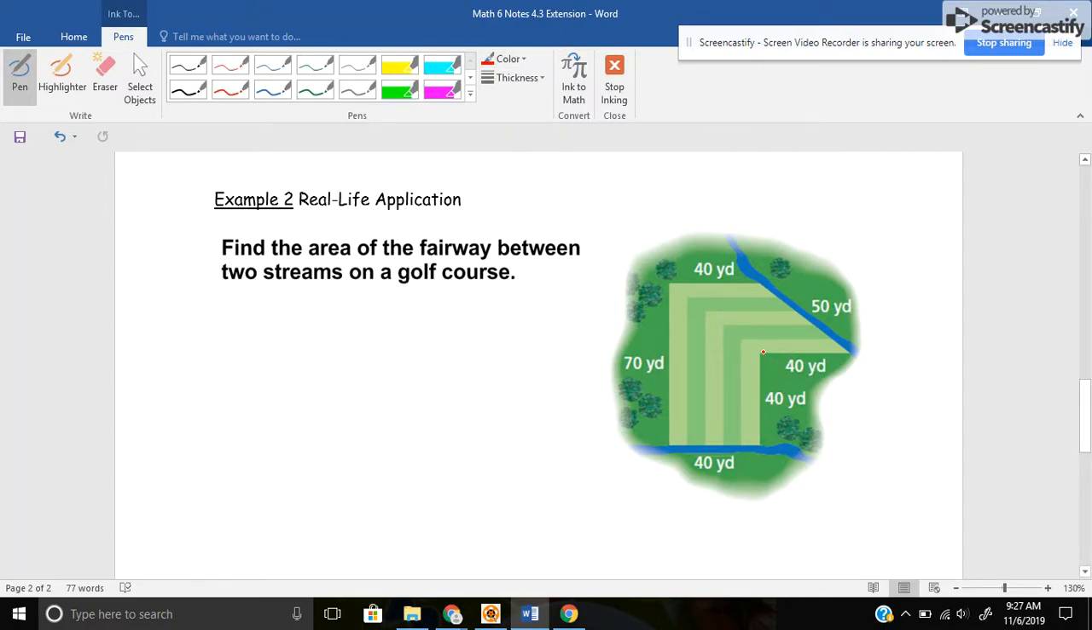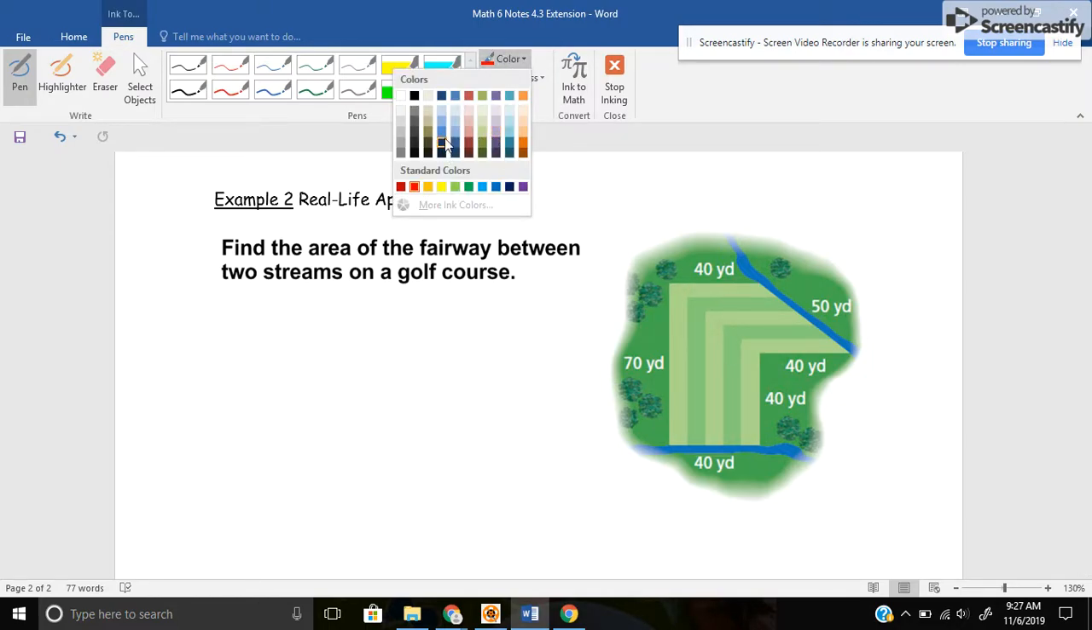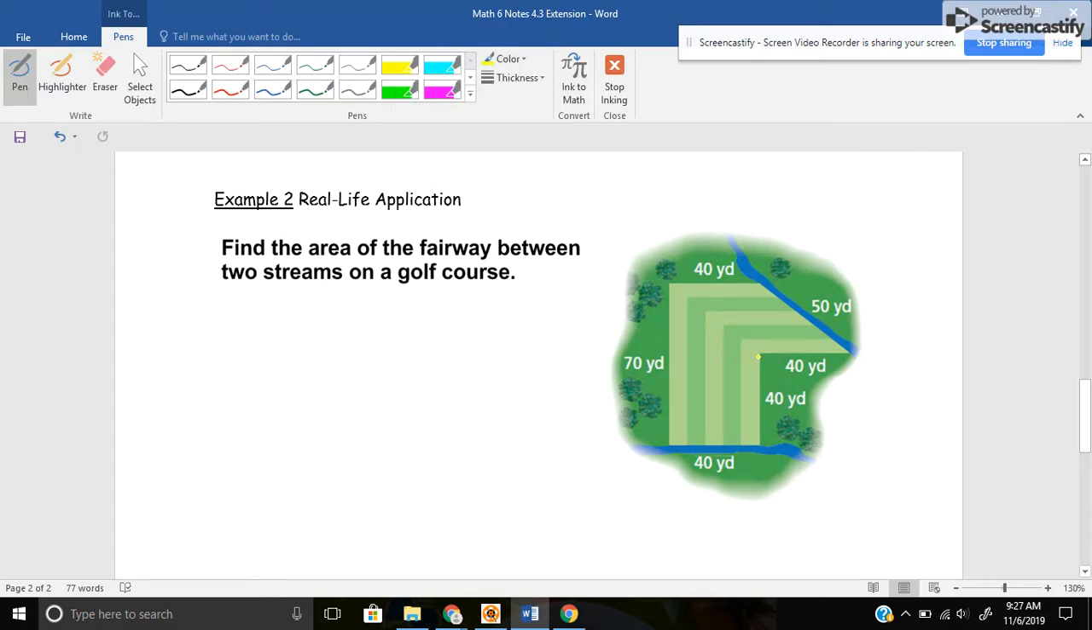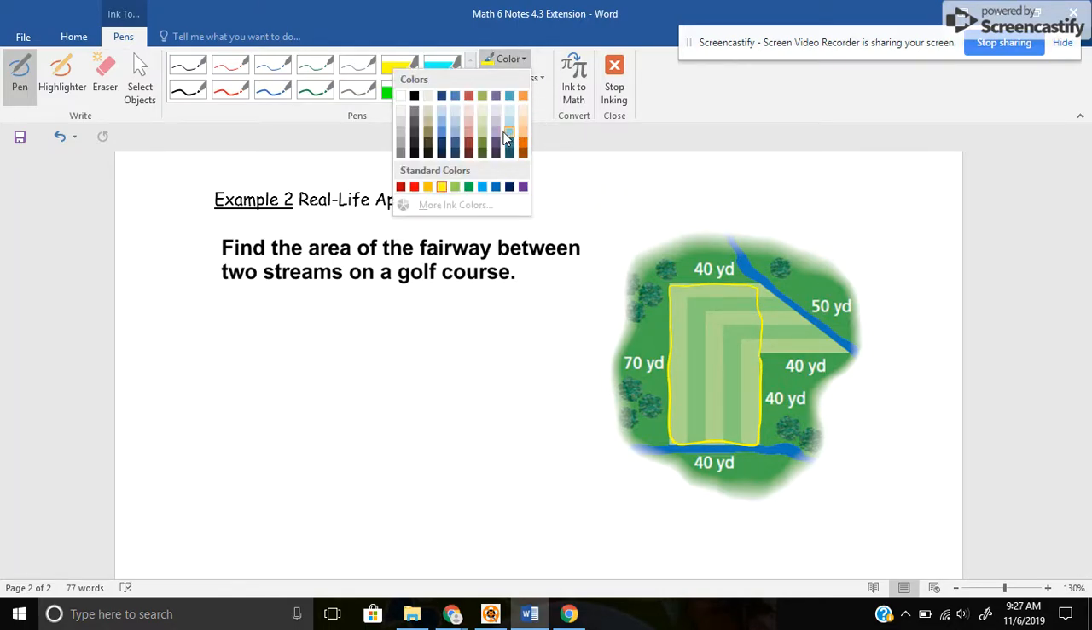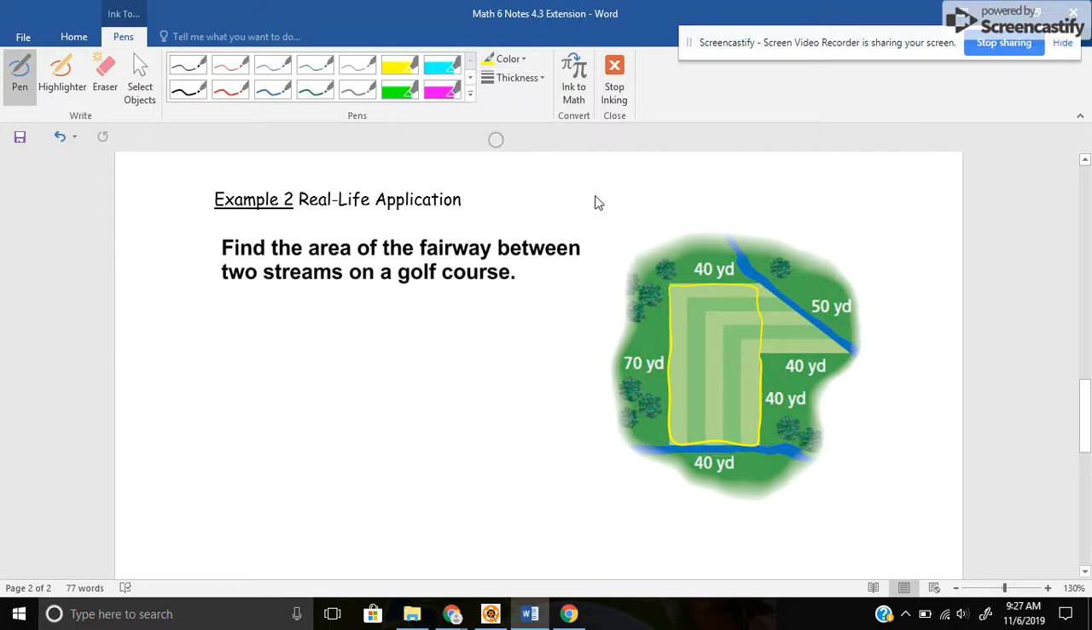And I'm going to actually split my fairway on this golf course right here, so that I've got, let me outline it in another color here. I'll do yellow so that I have a rectangle here. Sorry if I can't draw straight lines. And then my other shape would be this triangle right here. Okay.